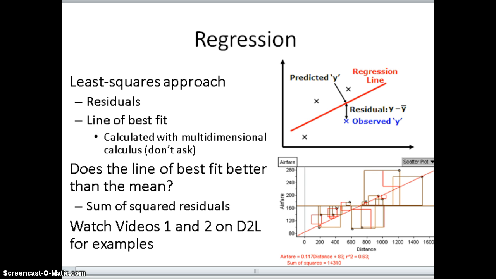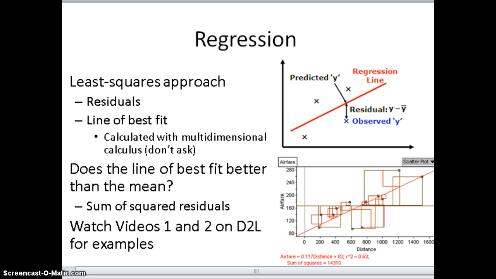Because the residuals lie on both sides of the line of best fit, some residuals will be positive, some will be negative. And overall, if we sum all those residuals, they should be right around zero. So we square the residuals prior to summing them, and these squared residuals are used to assess the fit and predictive power of our model.